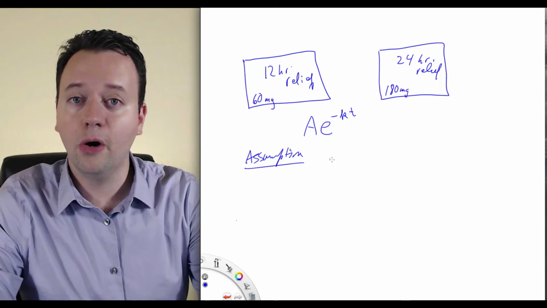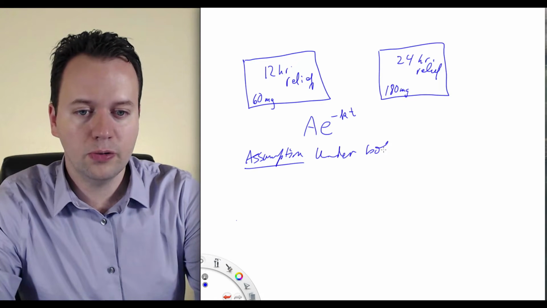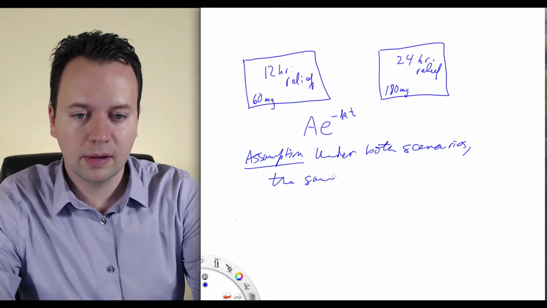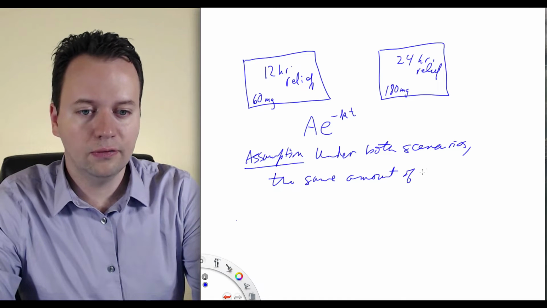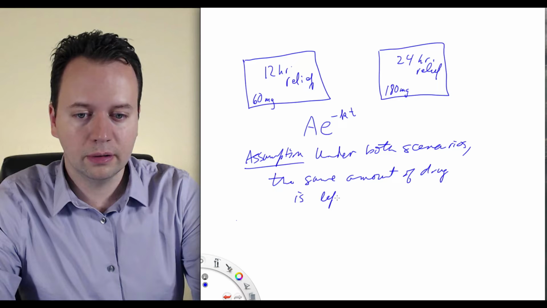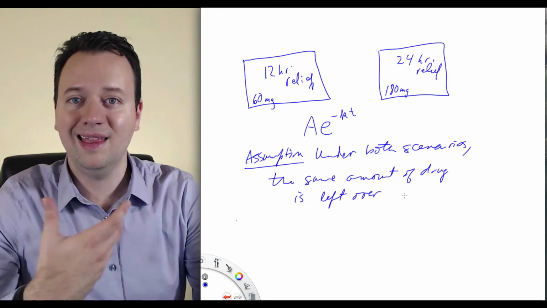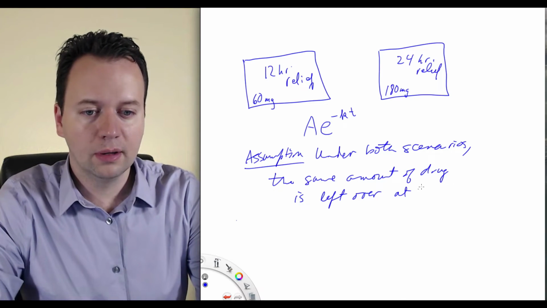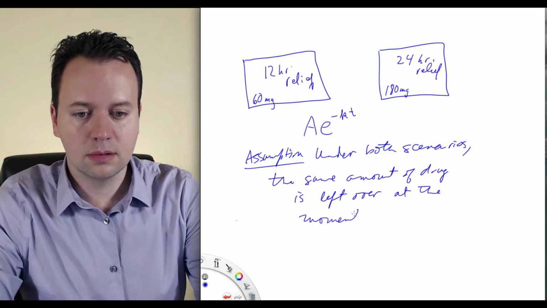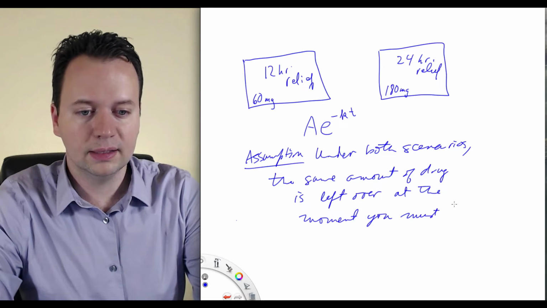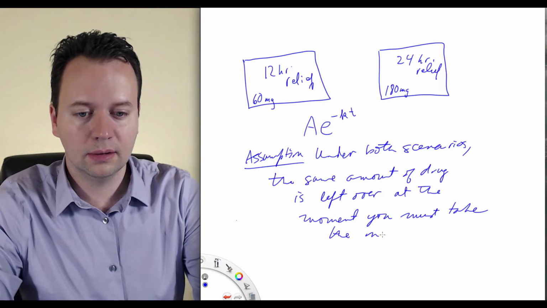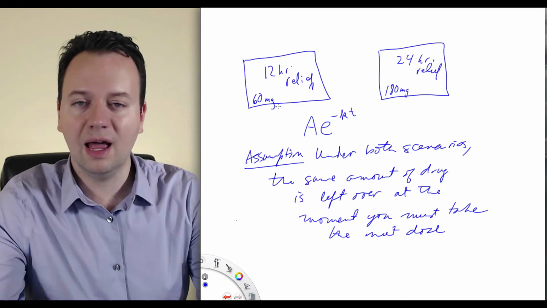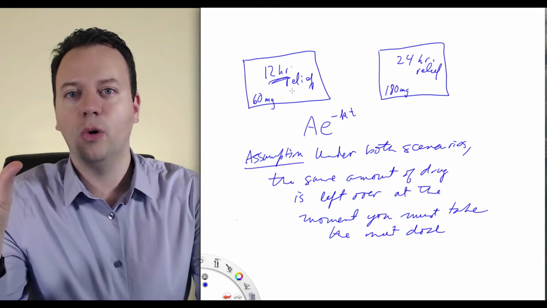is that under both scenarios, the same amount of drug is left over at the end of the period. So basically when you have to take your next dose, it's left over at the moment you must take the next dose. So in other words, you start off with 60 milligrams. Whatever is left in your system after 12 hours, that's the point when you need to take the next pill.